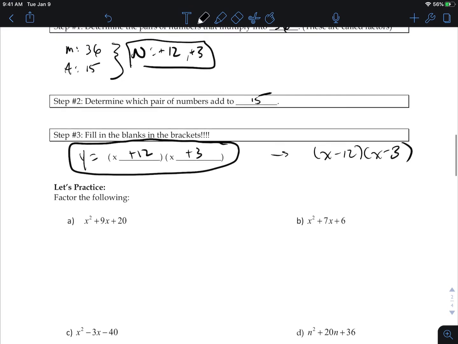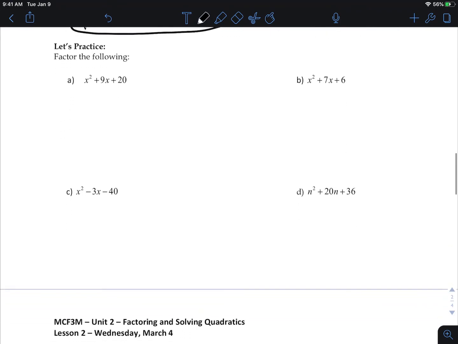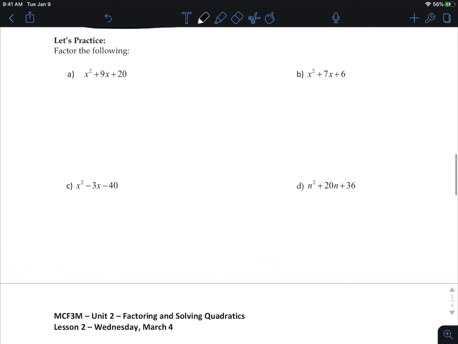So, let's do these practice questions. I'm going to need two numbers to multiply. So this is like the man method that I say. We basically spell man backwards on top of the trinomial. So you need to multiply there, add, and you need to come up with the two numbers. Right? So we need to multiply to 20, add to 9. What are those two numbers?